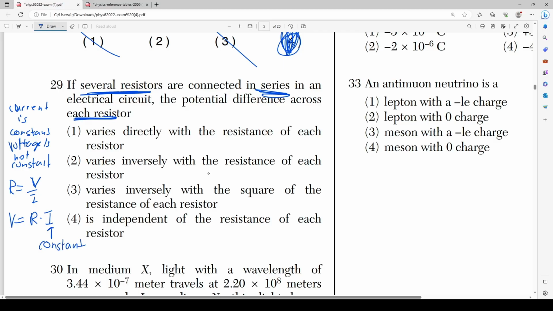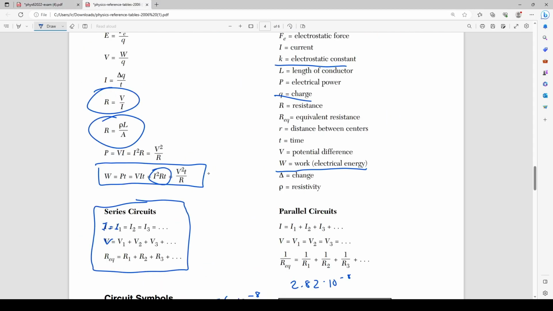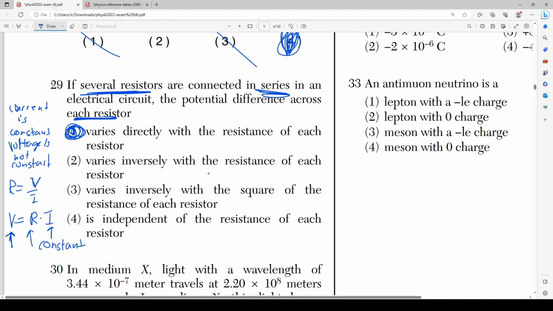So if I want my potential difference to increase, I'm going to have to increase my resistance. That means it's going to vary directly with the resistance of each resistor. If we look here, the total resistance is equal to resistance 1 plus resistance 2 plus resistance 3. So if I want my R to be greater, I'm going to have more resistors, and that means my voltage is going to vary directly. The higher the resistance, the higher my voltage, and the higher my voltage, the higher the resistance. That's a direct relationship between the two.